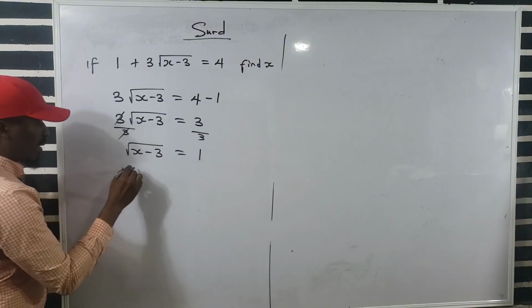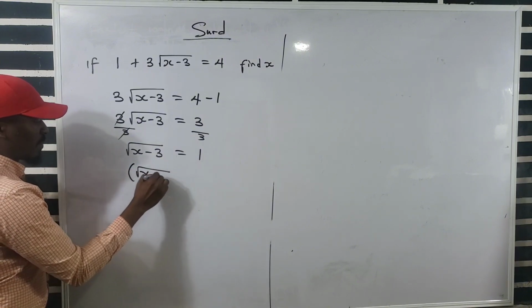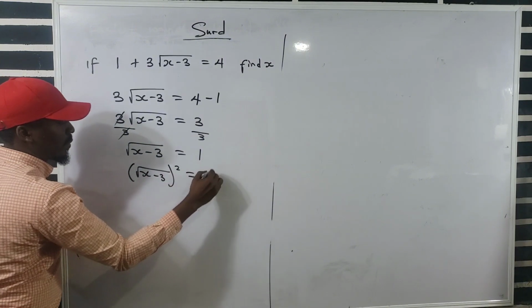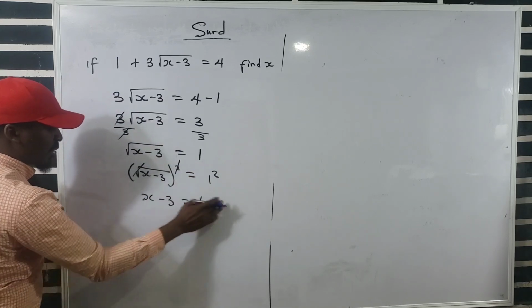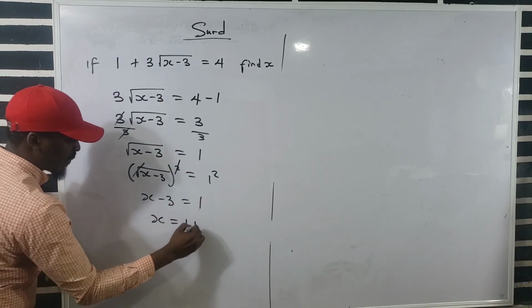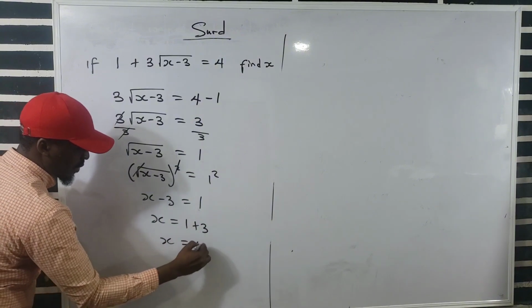Take square of both sides. So that will give you, this and this will cancel out. You have x minus 3 equals 1. So this one coming over here, x equals 1 plus 3. So x equals 4.